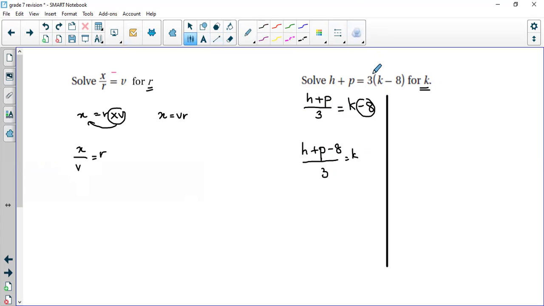Okay, let's multiply each of them inside the parentheses. So what's that going to give you? That will give you h plus p equals 3k minus 24, right? So we need to isolate the k. So to isolate the k, we need to move the negative 24 to the other side. So that will give you h plus p plus 24.